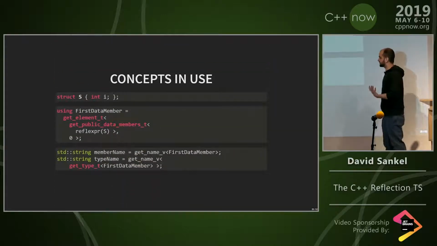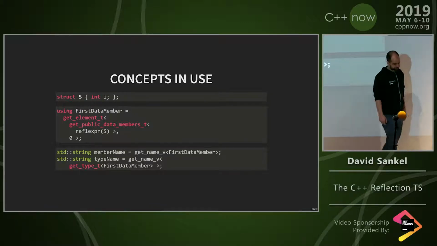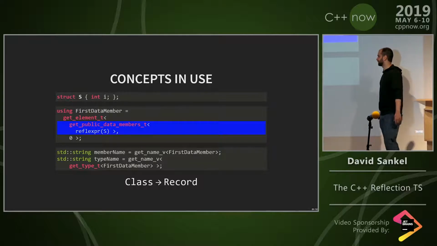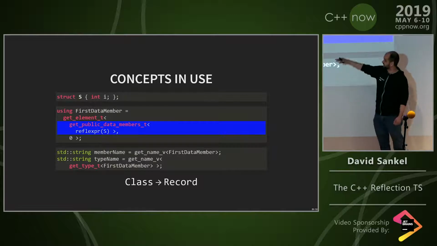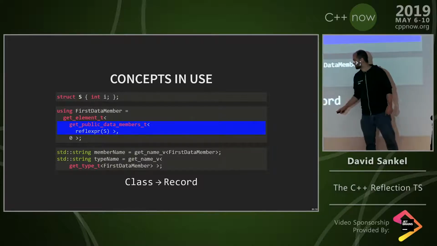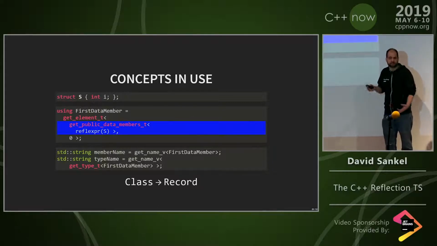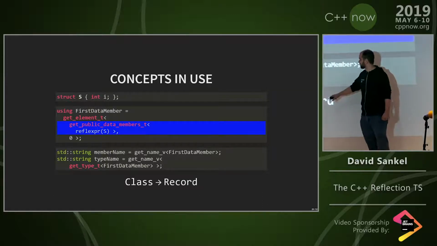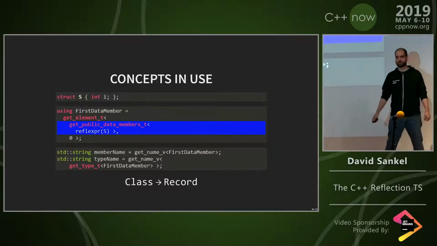Now, all of this is happening because these unnamed types satisfy certain concepts. When I call reflexpr of S, I get something which satisfies class, because S is a class. And anything which satisfies class also satisfies record. So there's this idea of inheritance with our concepts here. And if it's a record, I know that I can get the public data members. I know that that function is valid for things which satisfy that concept.